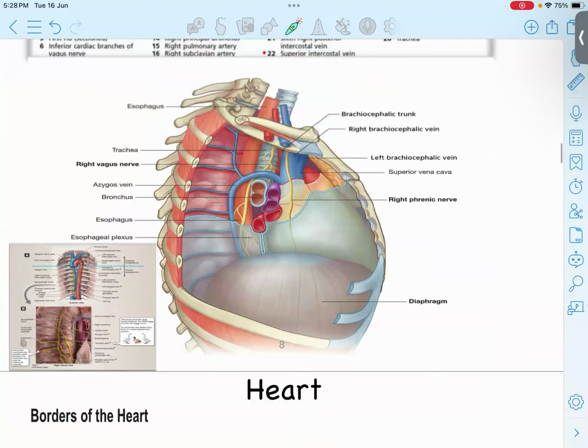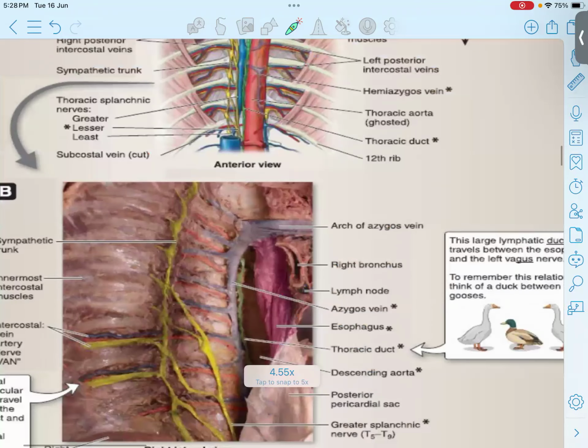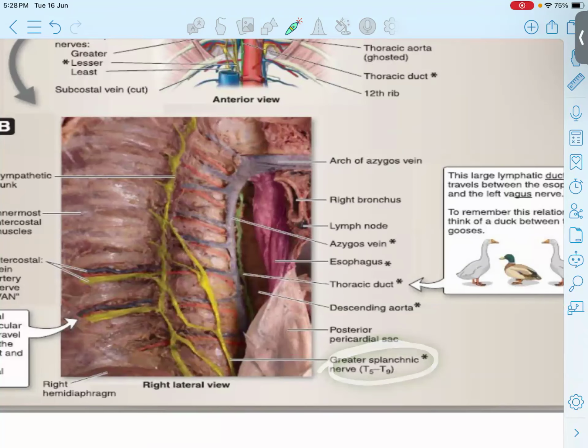So there is no need for other structures. Oh, sorry. Greater splanchnic nerve is also important. See, this is greater splanchnic.